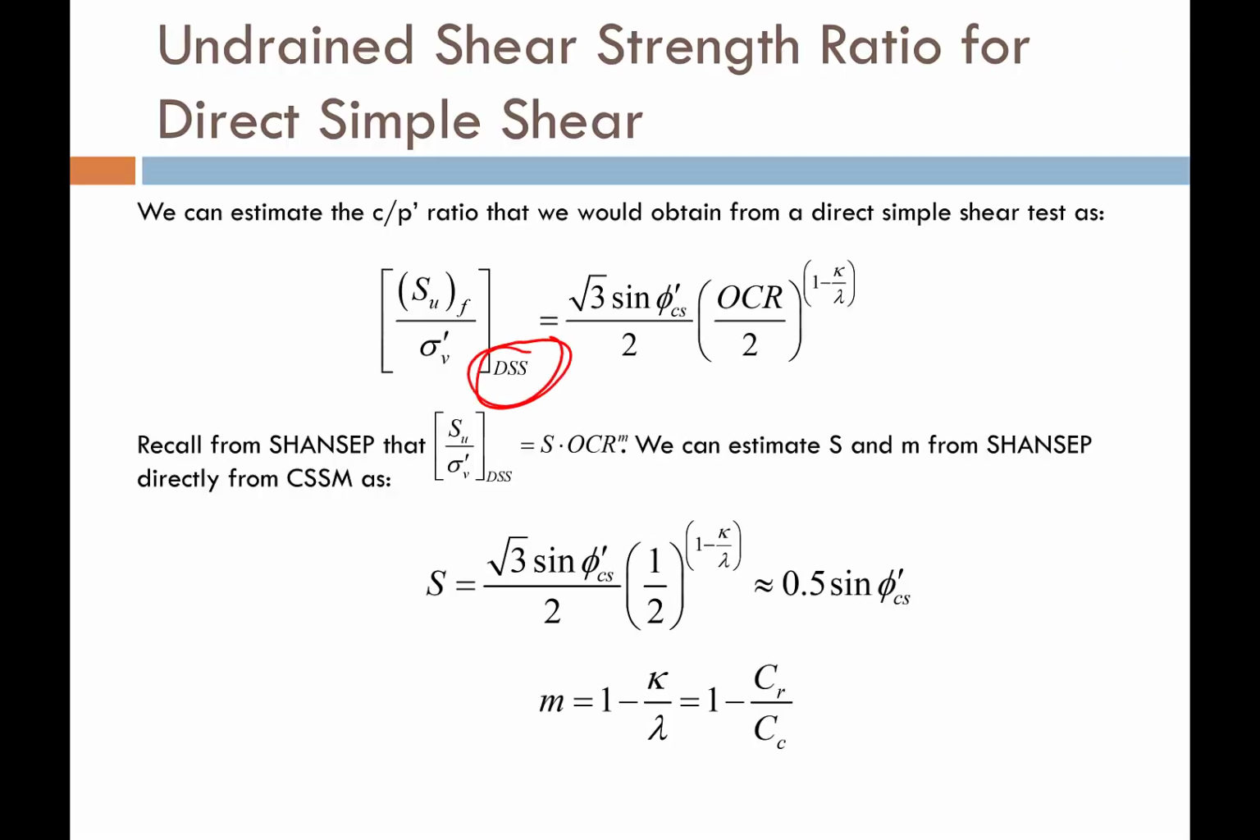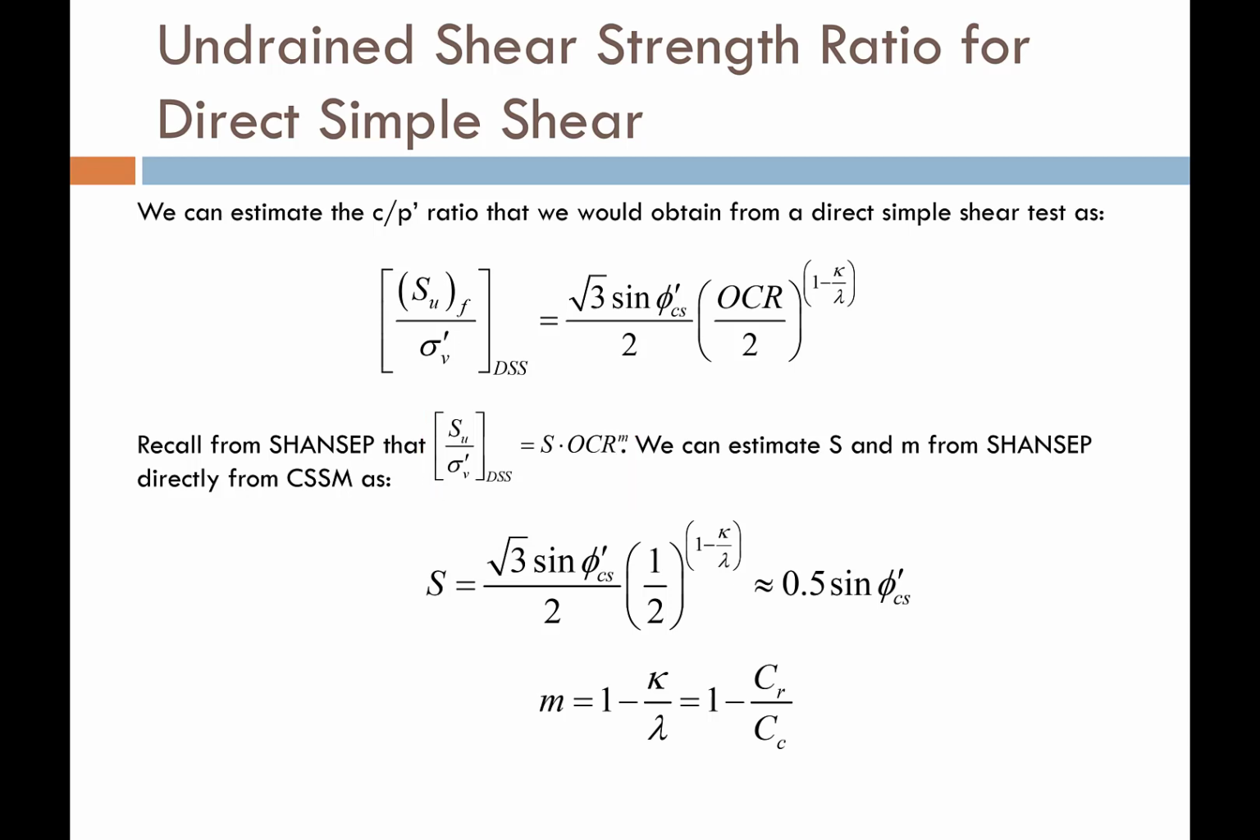If I want the direct simple shear strength ratio, or C over P ratio, I can approximate it with this relationship right here. And you'll recall that OCR is equal to my vertical pre-consolidation stress divided by my vertical effective stress, the current effective stress. So these aren't mean stresses, these are just the vertical stresses. You want to recall from our SHANSEP lesson that this ratio is equal to S times OCR raised to the M power.